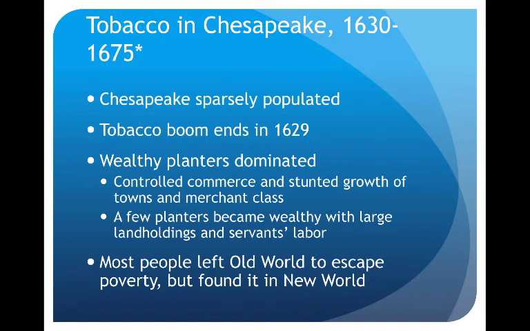Wealthy planters dominated the politics. They controlled commerce. They owned most of the land, and they were only a small minority. The vast majority of people in the Chesapeake lived in extreme poverty. Most people who left the old world came here to escape poverty, but most of them ended up finding it here as well.